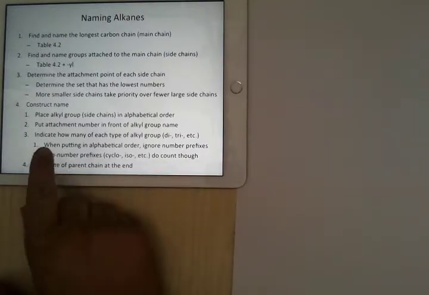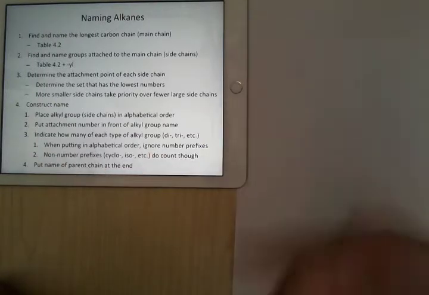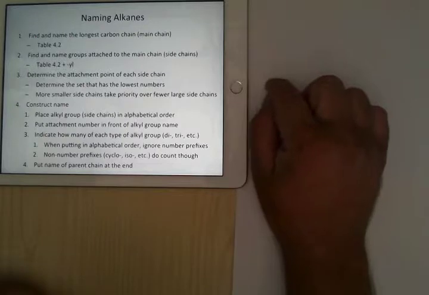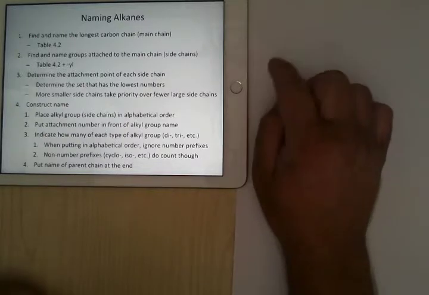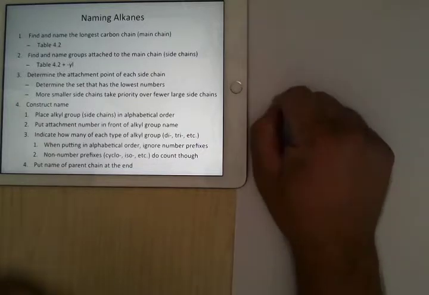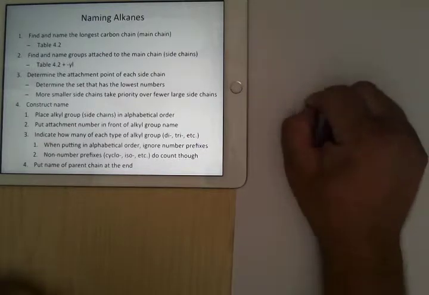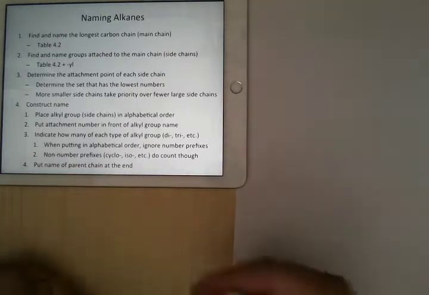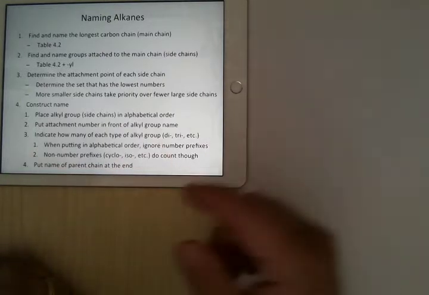Okay, so if you have more than one of a type, say 2 methyl groups, you're going to need to list both of those numbers out front of the methyl, usually separated by a comma, and usually we do them in increasing order. So it would be 2,3-dimethyl. We have to indicate that we have 2 methyls, so you have to put the di out in front.